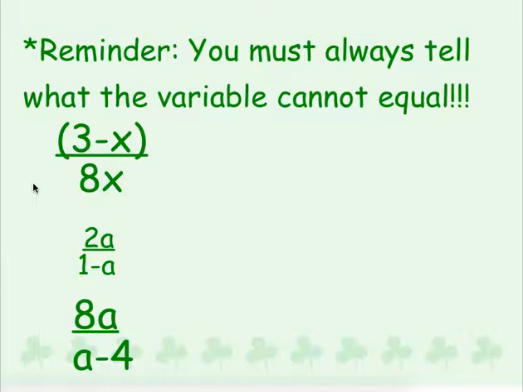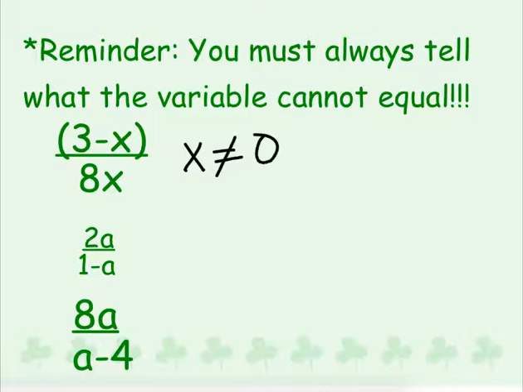So in our first case, we look and we say 3 minus x over 8x. Well, we don't really care what the numerator is because it can be anything. But the denominator, we want to make sure that it's not equal to 0. So one way to do it is just to say, well, 8 times something can't equal 0. If I had x as 0, that would make the denominator 0, so I have to exclude x equaling 0. So we say x cannot be 0.